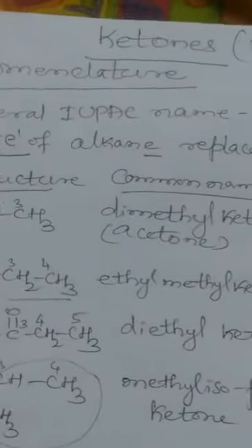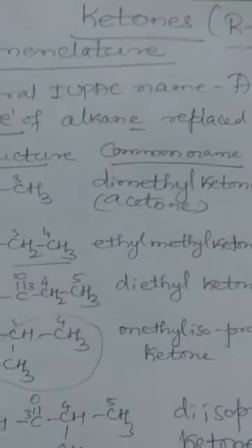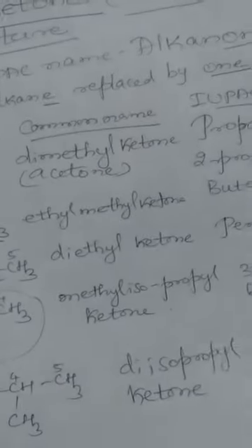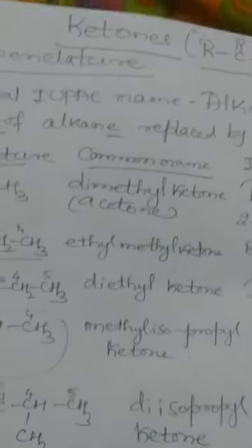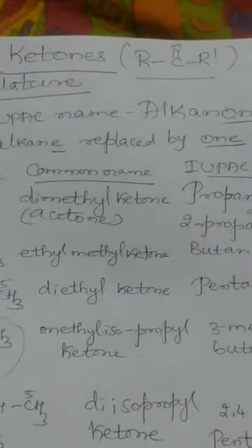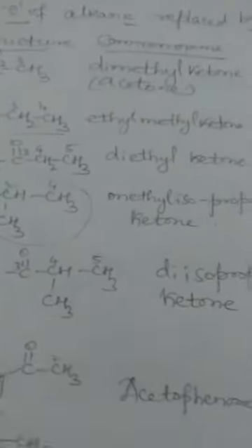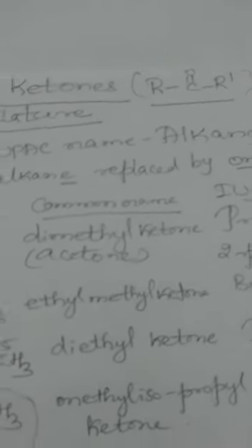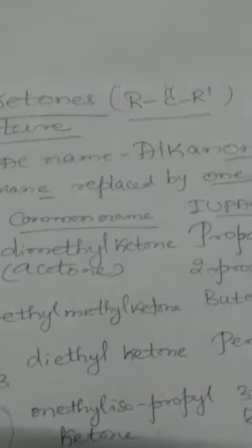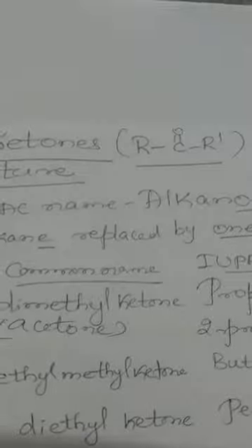As we have already defined, ketones are the organic compounds having the general formula RCOR'. Here R and R' can be either alkyl groups or aryl groups. Coming to the nomenclature.